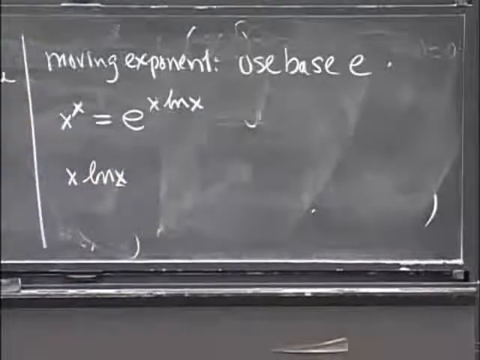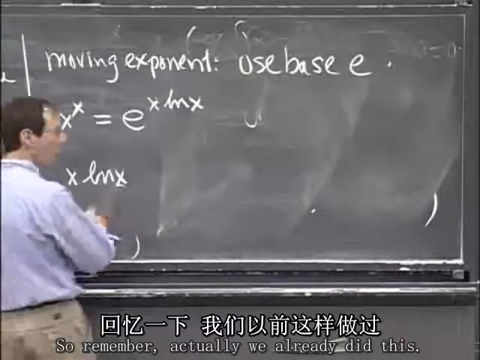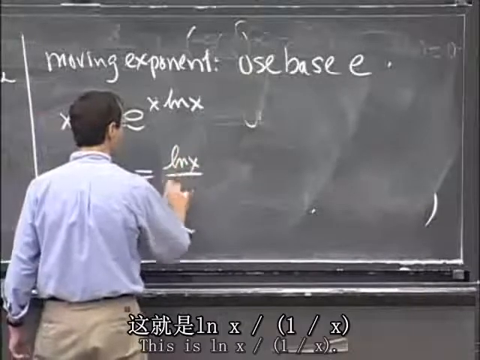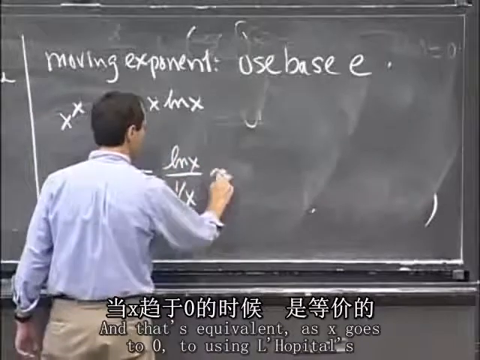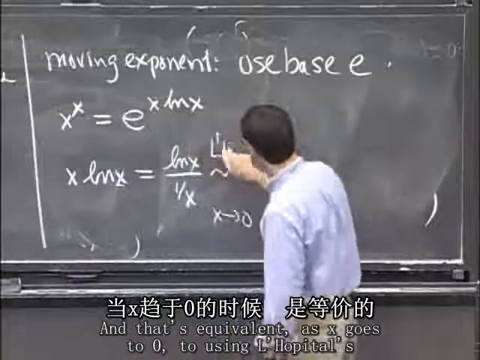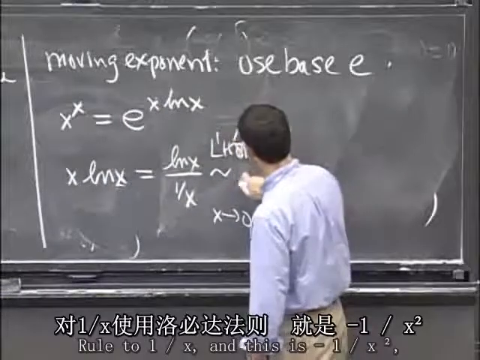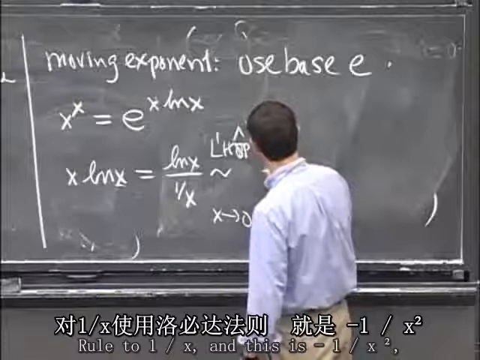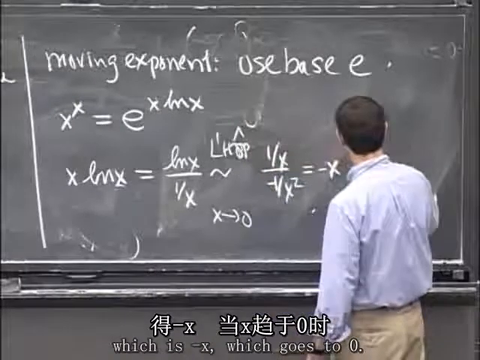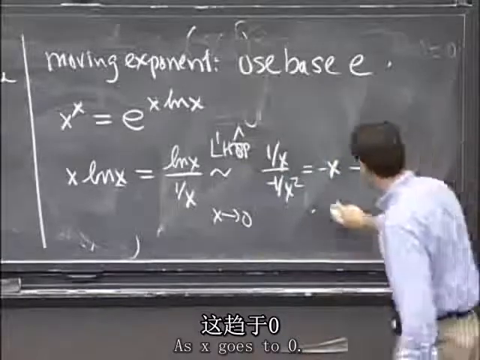All right? So remember, actually we already did this, but I'm going to do it once more for you. This is log x over 1 over x, and that's equivalent as x goes to 0, using L'Hopital's rule, to 1 over x over minus 1 over x squared, which is minus x, which goes to 0 as x goes to 0.